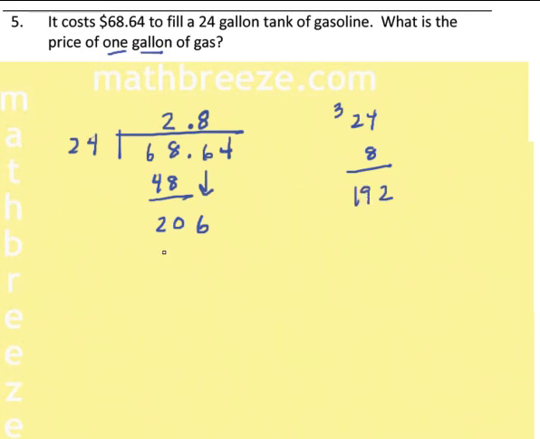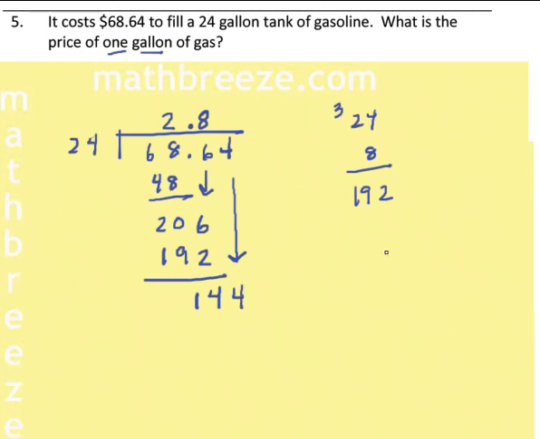Okay, 192. Let's put that here. 8 times 24. All right, let's subtract. Okay, subtract here. We get 4. And 20 subtract 19. Okay, so we have 14 left over, and bring down the next 4.